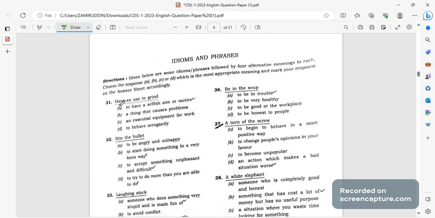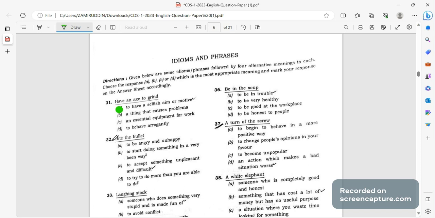See the sentence, this idiom talks about have an axe to grind. I have an axe to grind, meaning I have some work to do. I have a selfish aim or motive. I have an axe to grind. I have some selfish aim or motive to do something.